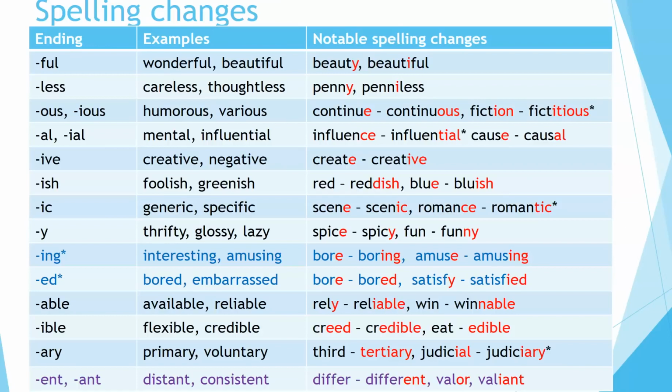ENT, ANT. Again, these endings can sometimes be used as nouns. That's why we put them in a purple color. Some adjective examples would be distant and consistent. With different, the ending is added without changing anything in the verb or the word or the ending. But with words like valor, in order to make it into an adjective, we have to add IANT, valiant.